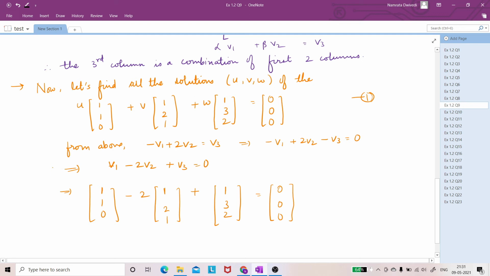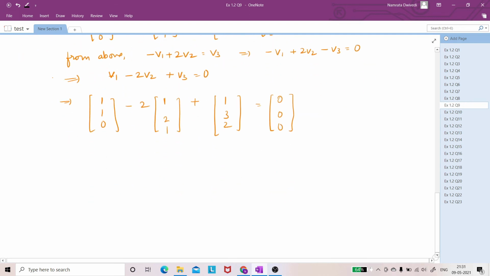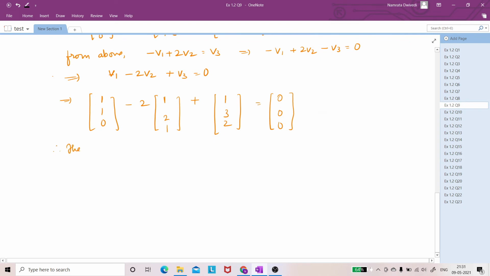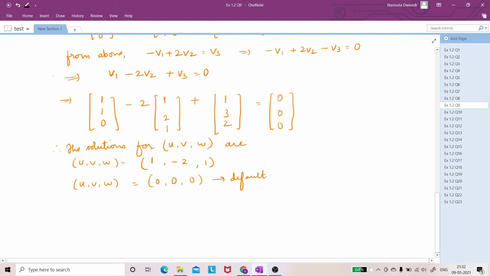So hence what do we get? The solutions for, sorry, the solutions for (u, v, w) are (u, v, w) equals (1, -2, 1) and (u, v, w) equals (0, 0, 0). This is by default.